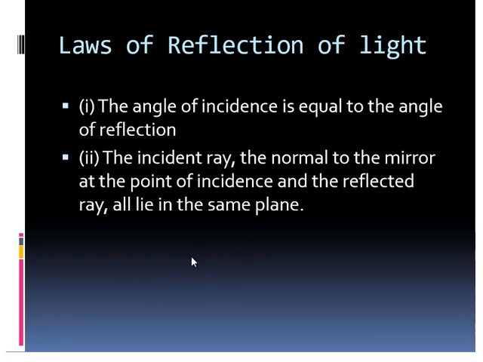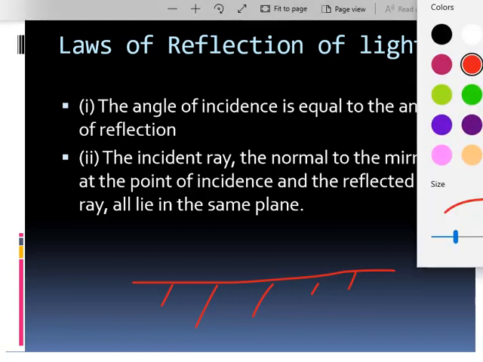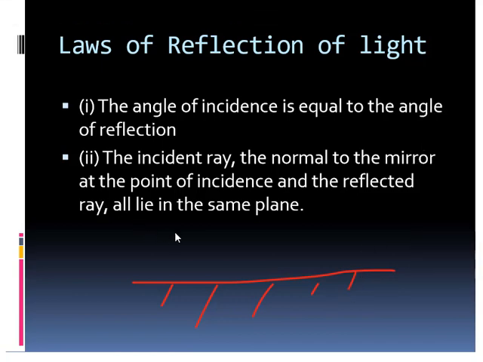Let us see. Suppose we consider this as a mirror. Now when a ray of light is incident on the mirror or any opaque object, this is an incident ray, then it will get reflected back. As the light ray cannot pass through the mirror, it will reflect back. So at this point, this is the point of reflection.